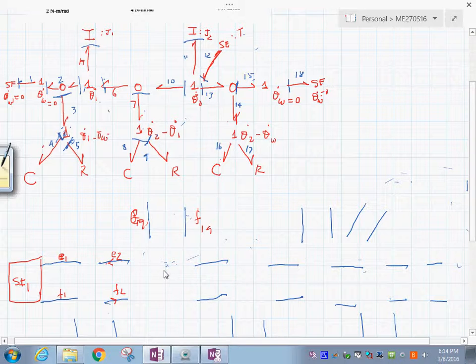I'm missing another one too. See number 20 here. Nobody missed. See, this is number 20.